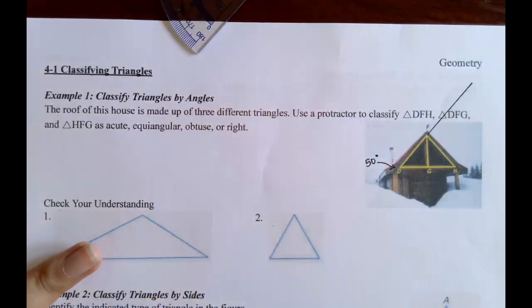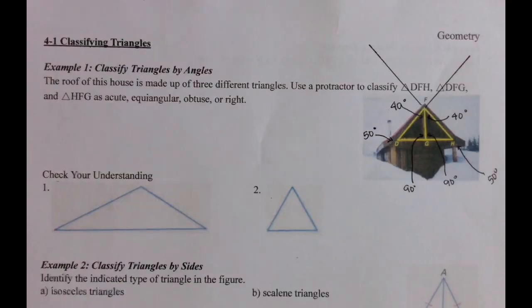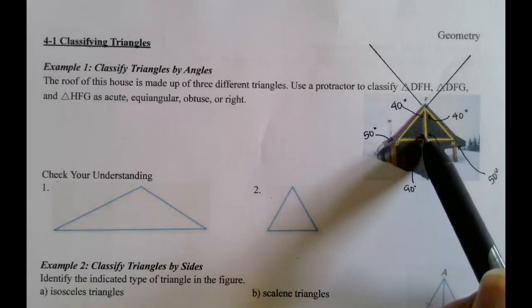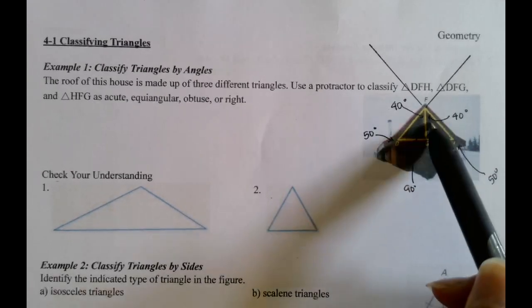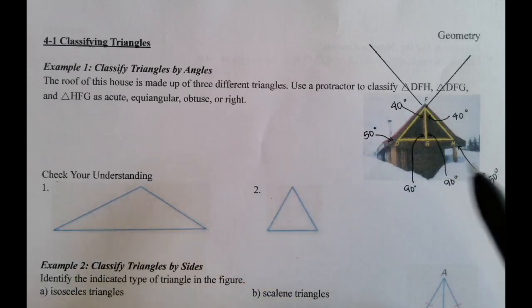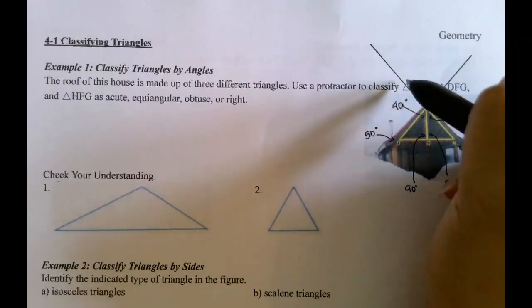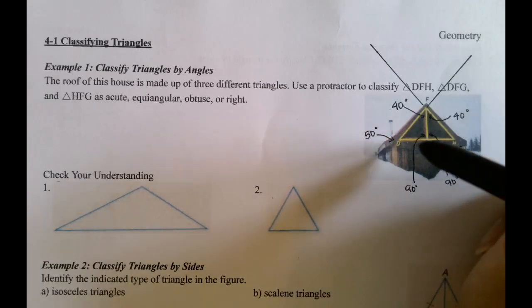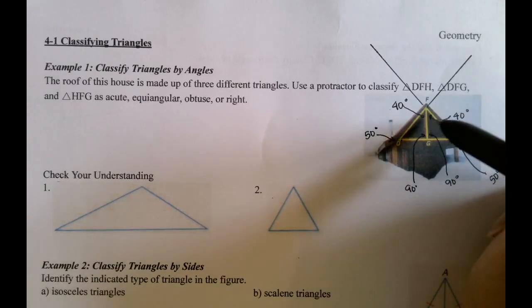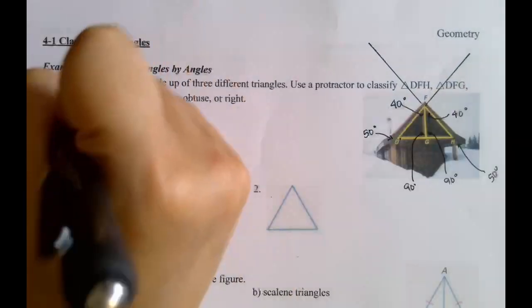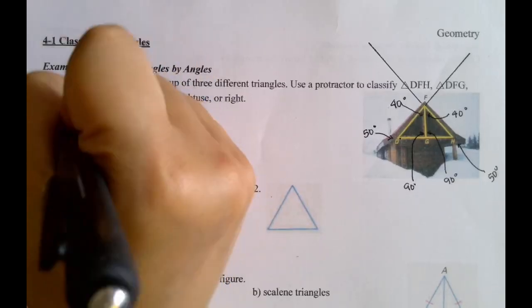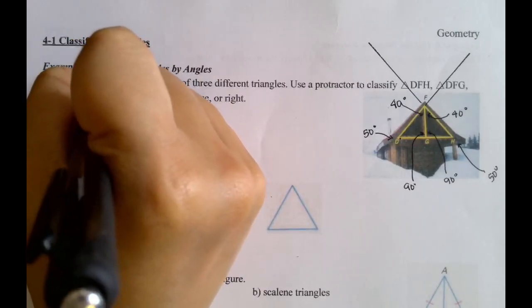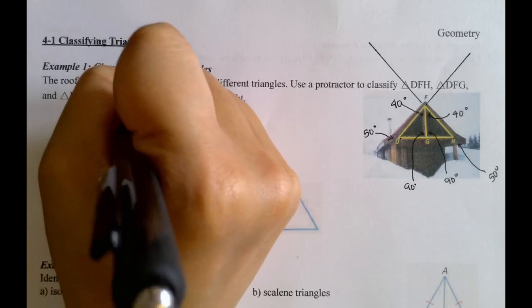And then I'm going to measure the rest of them. Okay, so I have each of these measured. This is 90 degrees, 90 degrees, 50 degrees, 40 degrees, 40 degrees. So that means this total here would be 80. Okay, so the first triangle here is DFH. This is this big one, right? And so if it's 50, 80, and 50, all of those are acute angles. So triangle DFH would be an acute triangle.